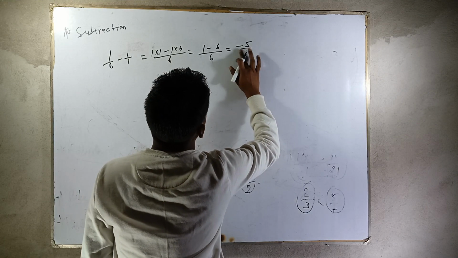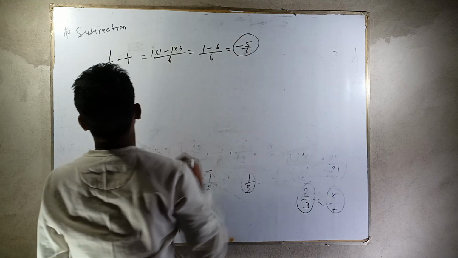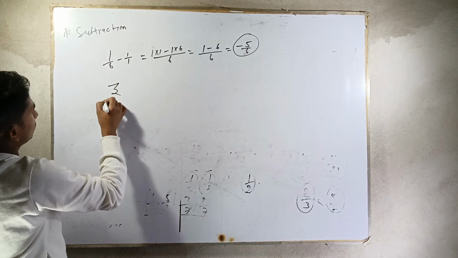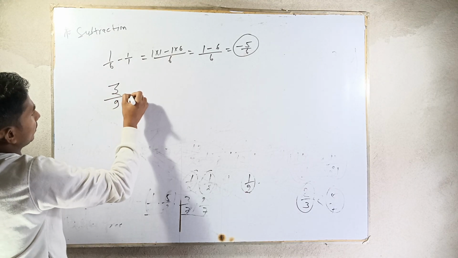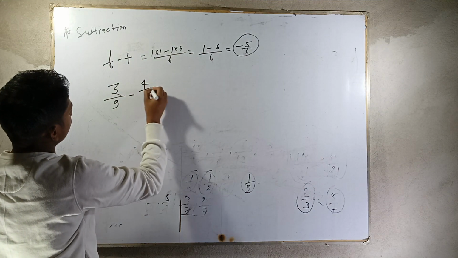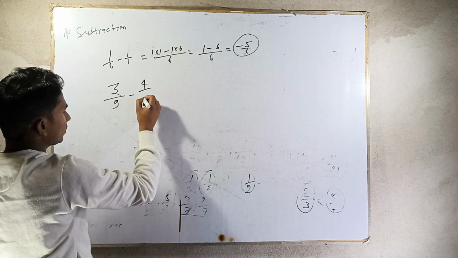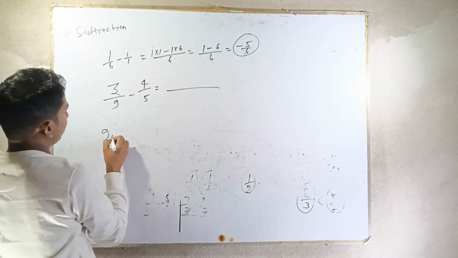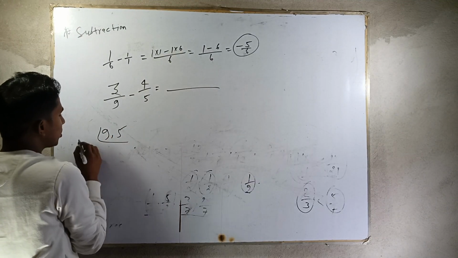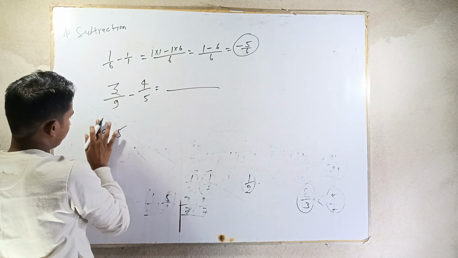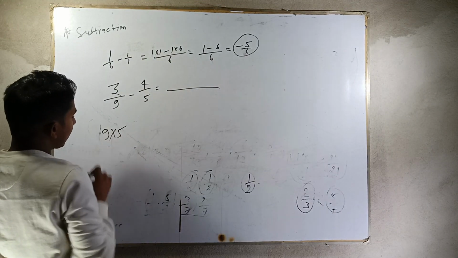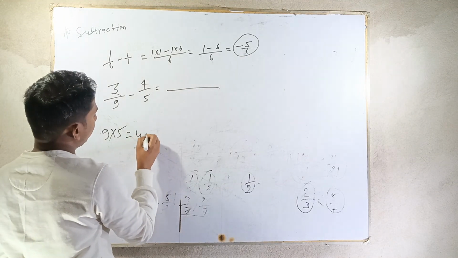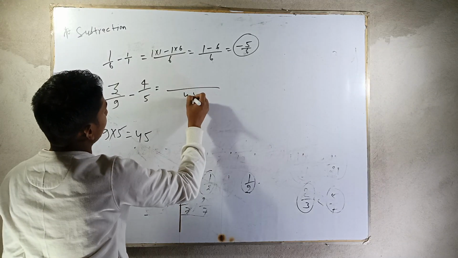That means I see that its value is 6. By this step you can subtract. Another form is 3 by 9, and another is 4 by 5. If I take the LCM of 4 and 5, because both are not the same, I need to multiply this. 5 times 9 is 45.